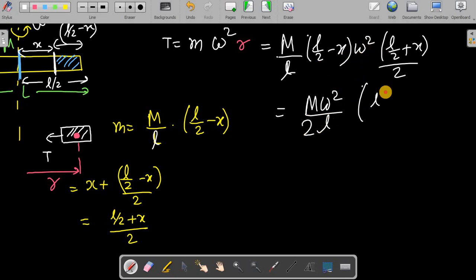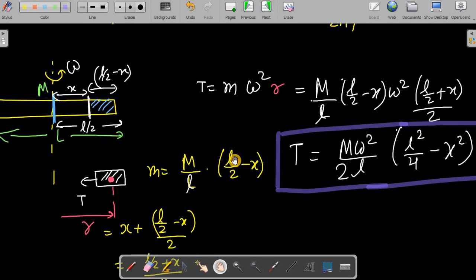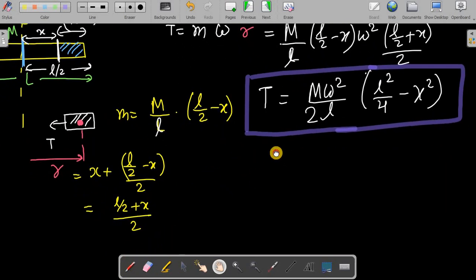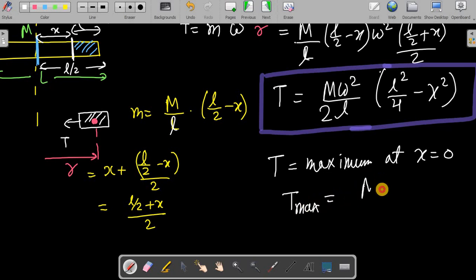And this can be written as L square by 4 minus x square. So this is how tension is changing, right? If you take x equal to 0, tension is maximum, right? So tension is maximum at x equal to 0, and that maximum tension we can calculate as M omega square L by 8, right?